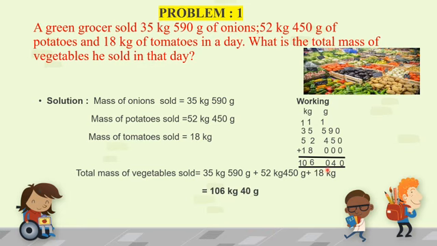This is 0 over here. That means nothing is here. So your representation of number is of only 2 digits. So only 40 gram. Even if you write the 0 it doesn't matter, but 0 before the number has no value. So just write 40. 106 kg and 40 grams.